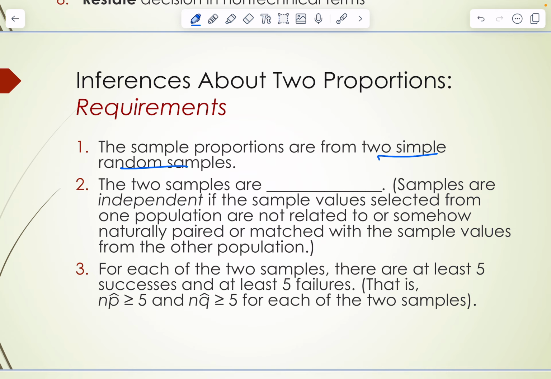The two samples are independent, and this is also necessary. So what does that mean? That means samples are independent if the sample values selected from the populations are not related in any way to each other. Okay. And then for each of the two samples, there needs to be at least 5 successes and at least 5 failures. So what that means is that if I sample 100 lawyers, at least 5 of them need to be women, and no more than 95 of them can be women.